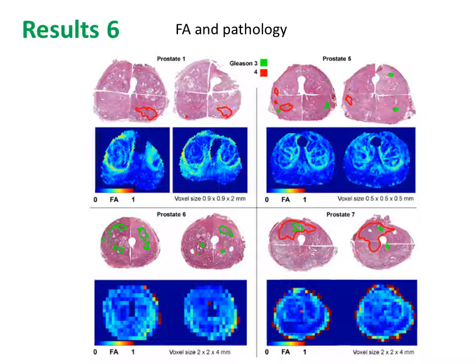But here you see the 4 prostates where we do have some reasonably distinct pathology, Gleason patterns 3 and 4 in this case, and the corresponding FA maps in roughly the same slice of the prostate. The notable thing here is that qualitatively we don't see any kind of distinct FA difference between the normal tissue and the Gleason pattern 3 and 4 tissue.